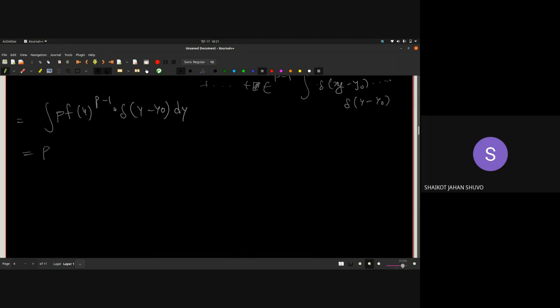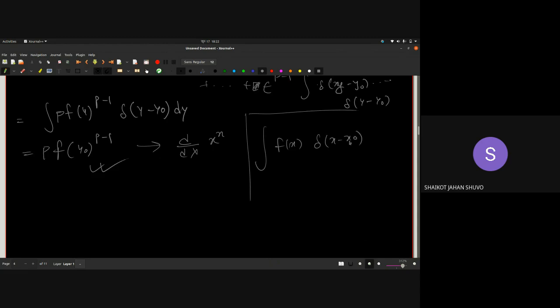Instead of y, just y naught will come, right? So this is your f of y0, and there is this p minus 1, and this is similar. Why does y naught come out? Oh, it's because when you have a function and you have this delta of x minus x0, if your limiting point x naught lies between minus a and b, then this is written as f of x naught.